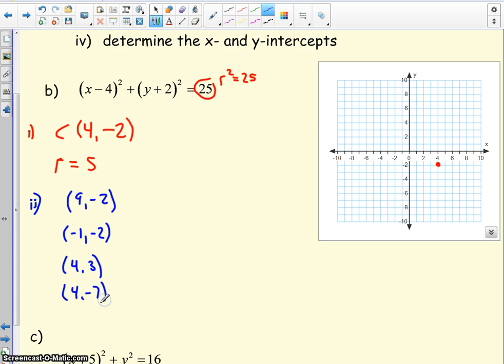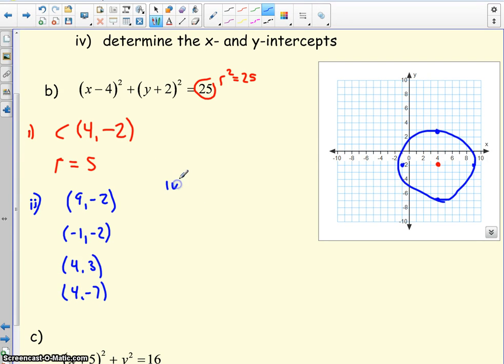And those should make sense when I try to put these key points on a graph. So I have the points 9, negative 2; negative 1, negative 2; 4, 3; and 4, negative 7. So these points should look like they make the nice points for the outside of a circle. And lo and behold, when I make my sketch for part 3, I mean, I didn't draw it the best by hand there, but it is going to be a circle going through those 4 key points. Okay, so there's my sketch.